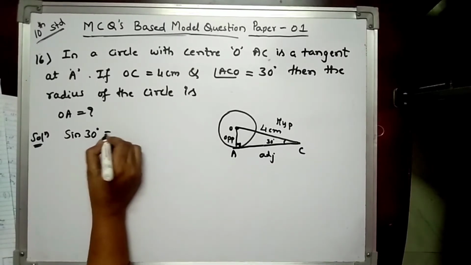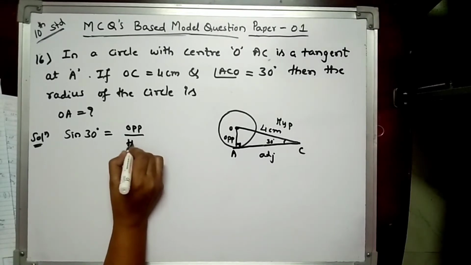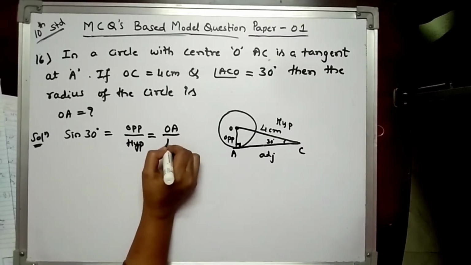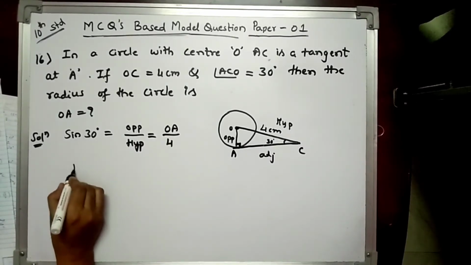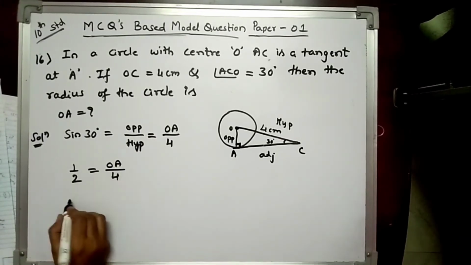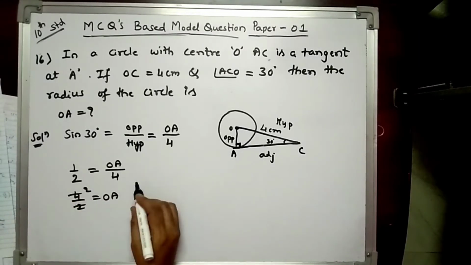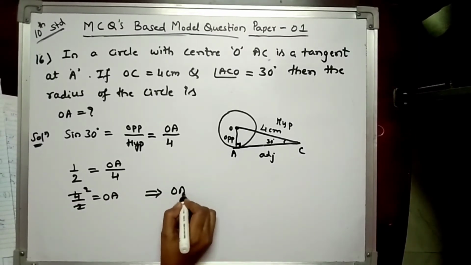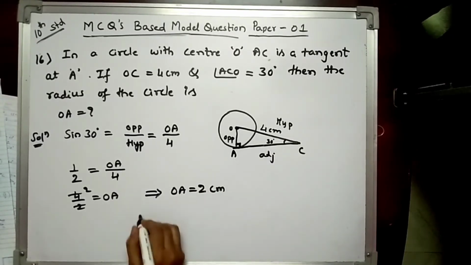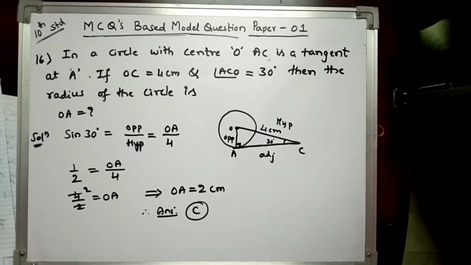Sin 30 degree is equal to opposite by hypotenuse. So opposite is OA, hypotenuse is 4. Value of sin 30 is half, equal to OA divided by 4. Cross multiplication, 4 by 2 is equal to OA, which implies OA is equal to 2 centimeter, which is the radius. So the answer is option C. Next question.